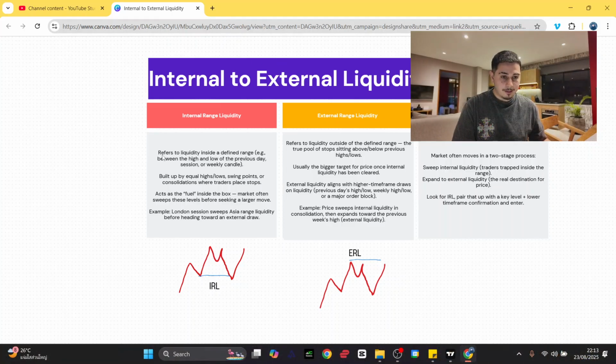If I was to teach you one concept that changed my trading completely, it would be internal range liquidity to external range liquidity. And if you don't know what that is, then I highly suggest you stick around for this video, get a notepad, because trust me, this is going to change exactly how you see the markets. So let's jump straight into it. Internal to external range liquidity.